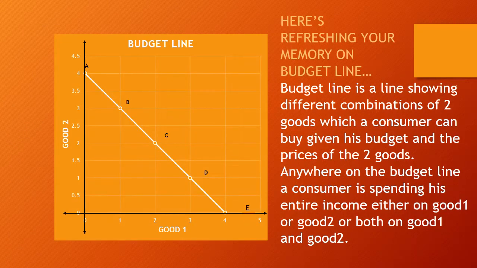The next concept we need to revise is the budget line concept. So here's refreshing your memory on budget line. Budget line is a line showing different combinations of two goods which a consumer can buy given his budget and the prices of the two goods. Anywhere on the budget line, a consumer is spending his entire income either on good 1 or good 2, or both on good 1 and good 2.